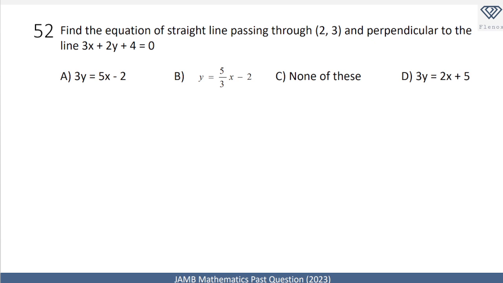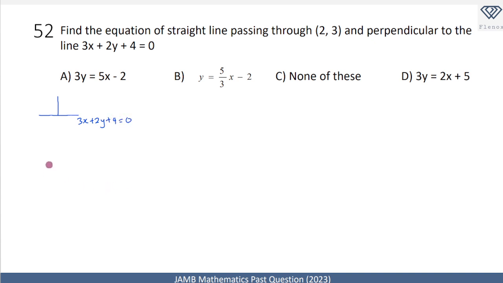Moving on to the next question, we are told to find the equation of a straight line that passes through this point and is perpendicular to this line. So if this line is coming down, we know that it is perpendicular to this line, and the equation of this line is 3x + 2y + 4 = 0. So how do we solve it?